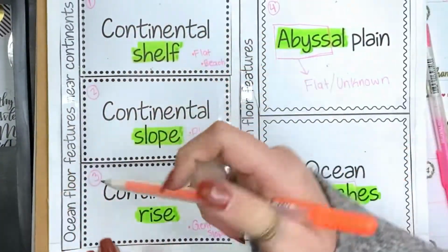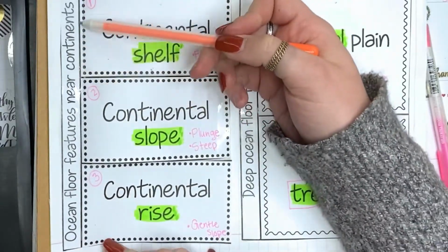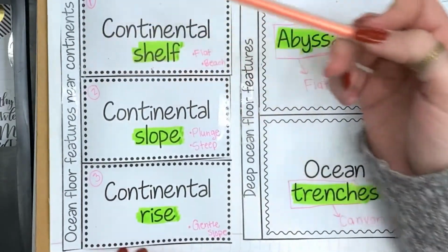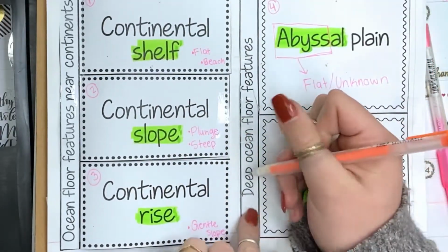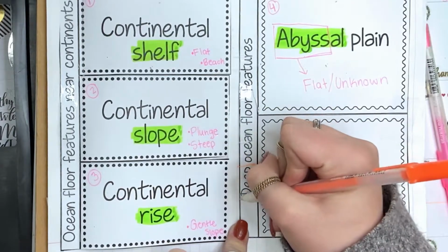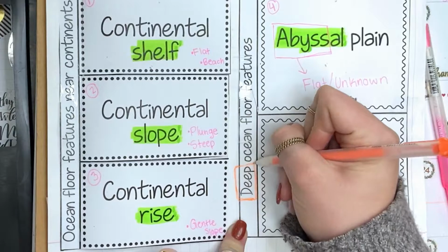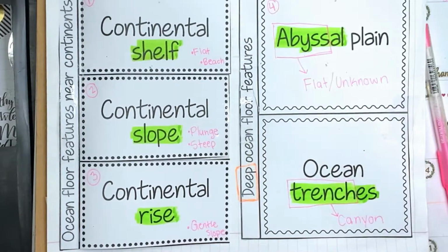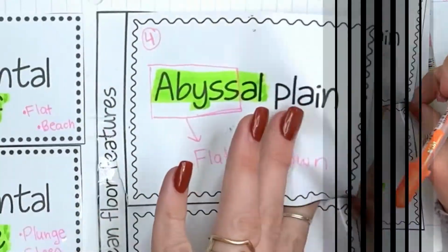Okay, so these are the ocean floor features that are near the continents, that are actually close to the land, close to the beach. These, however, ocean floor features are the ones that are in the deep ocean. So I want you to make that stand out, the deep ocean. Okay, that means it's out more towards the middle of the sea.